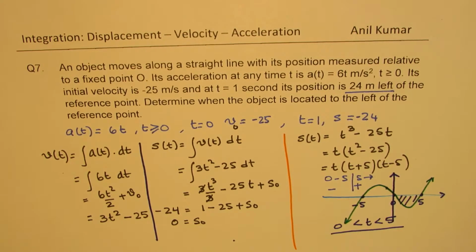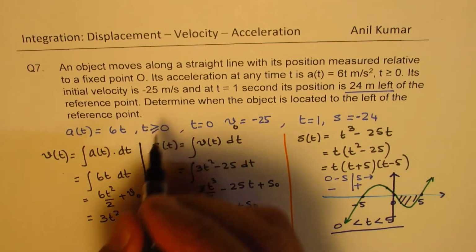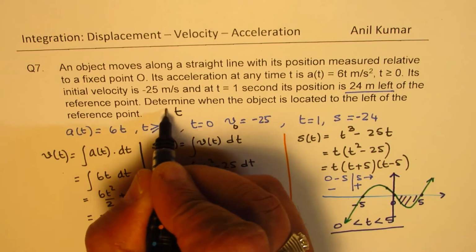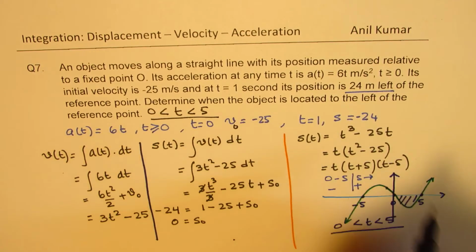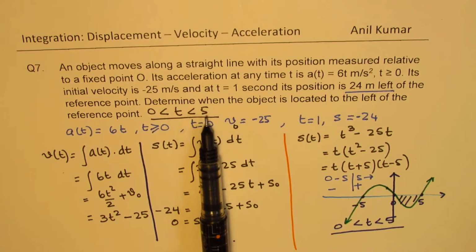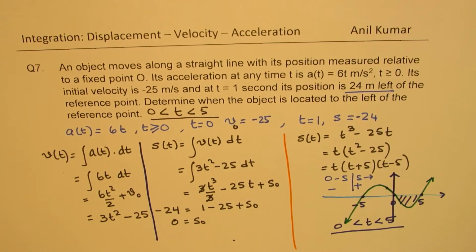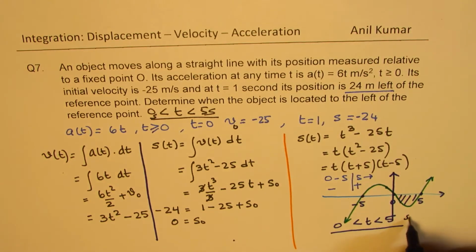So our solution is that the object is located to the left of the reference point when t is greater than 0 and less than 5, correct? So it crosses the reference point at t equals 5 seconds. So these are in seconds, right? Okay. So I hope that helped.